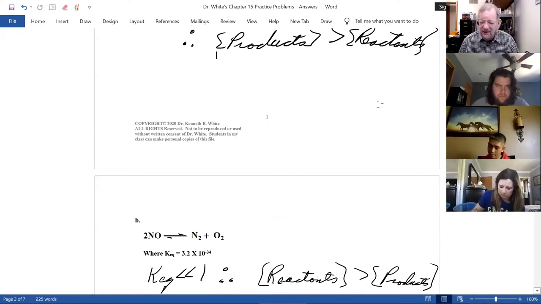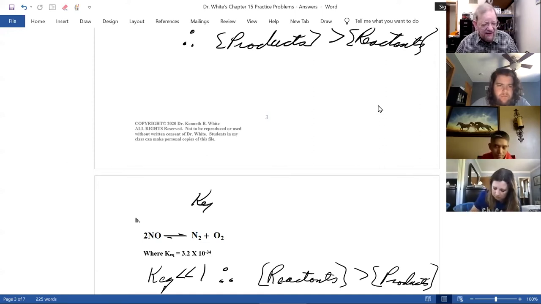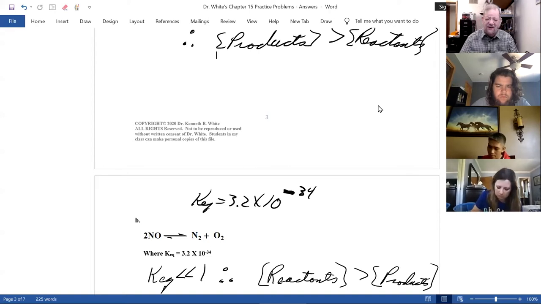Can everybody see B at the bottom of your screen? It's your turn to predict. I'll write it so you can see it in case you can't. There you go. You predict which is greater, the reactants or products.